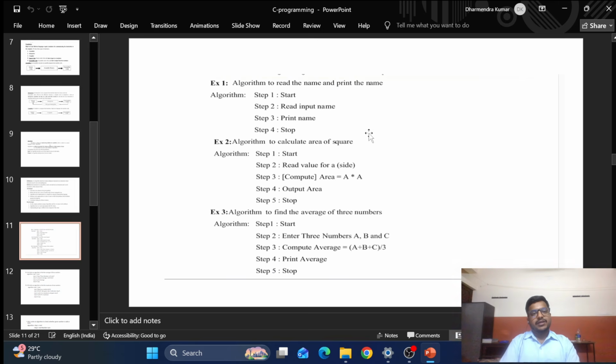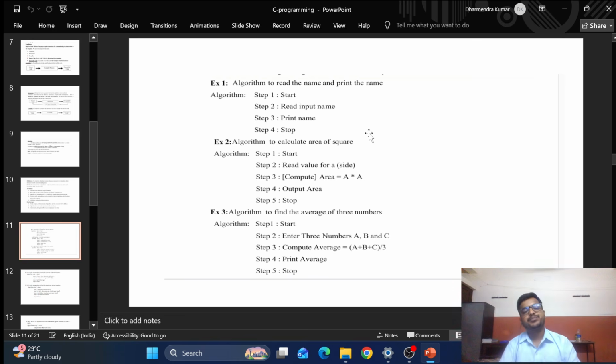So first question, algorithm to read the name and print the name. What steps will you follow to solve this problem? Step 1, you will start. Step 2, read input name. Then step 3, print name. And step 4, stop. Okay. These all are the steps to solve example number 1.